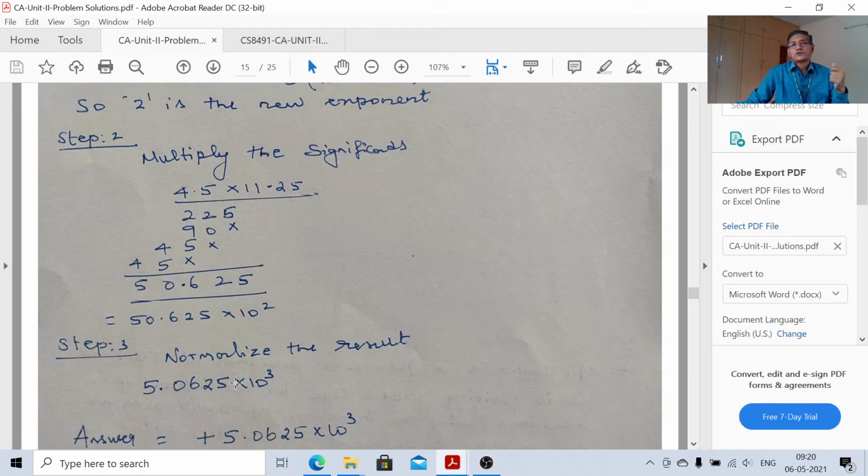Now, what is the exponent we have calculated for this? 2. So, it is into 10 to the power of 2. Why is it 10? Because the given notation is in decimal. So the given base is 10. So, into 10 to the power 2.